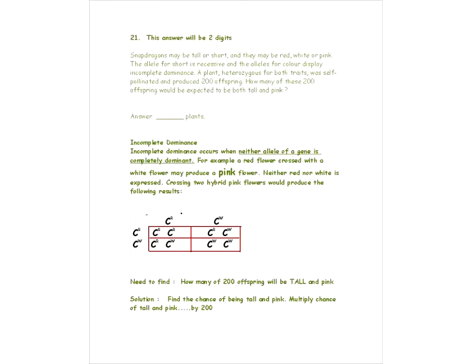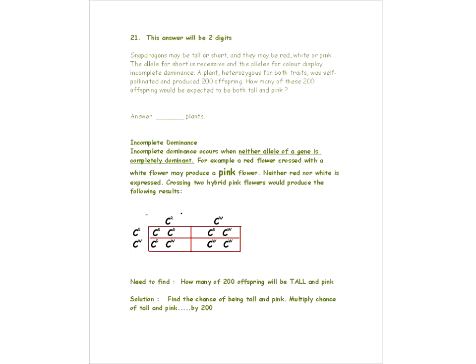So going on to the next one, this one talks about snapdragons, a type of flower. This says snapdragons may be tall or short, and they may be red, white, or pink. The allele for short is recessive and the alleles for color display incomplete dominance. A plant heterozygous for both traits was self-pollinated and produced 200 offspring. How many of these 200 offspring would be expected to be both tall and pink?